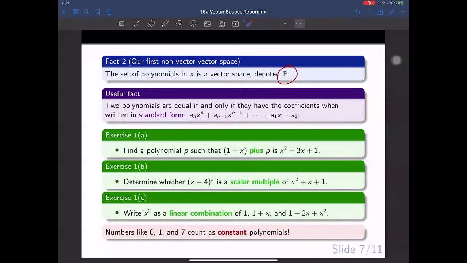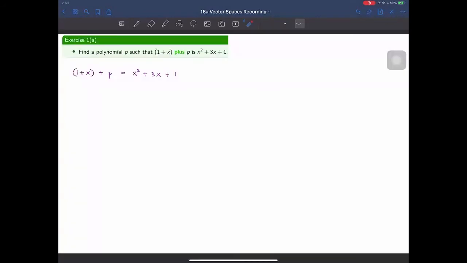In the first exercise, I want to find a polynomial p so that 1 plus x plus p is equal to this polynomial. So I set these two equal and I will subtract both sides with 1 plus x. I can then simplify and I find this polynomial p. This was a very simple computation, but this is the type of question that makes sense in any vector space.